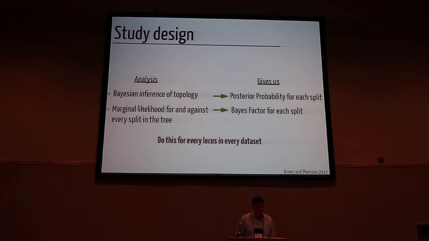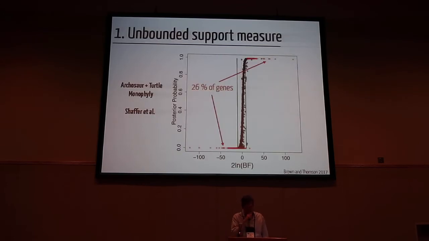The second thing we did was calculate a marginal likelihood for the presence of every node in the tree, and then a marginal likelihood for the absence of that node in the tree. And by taking the ratio of those two things, we can calculate a Bayes factor for each node in the tree. So we do this for every locus and every data set, and it lets us start doing things that at least we found pretty useful. So right off the bat, we start noticing things like this.